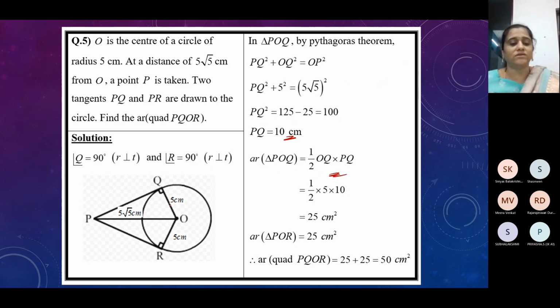So half base into height, half into 5 into 10. So area of this one also, this is 25. This one is also 25. So the quadrilateral is 25 plus 25, 50. Correct, online children?